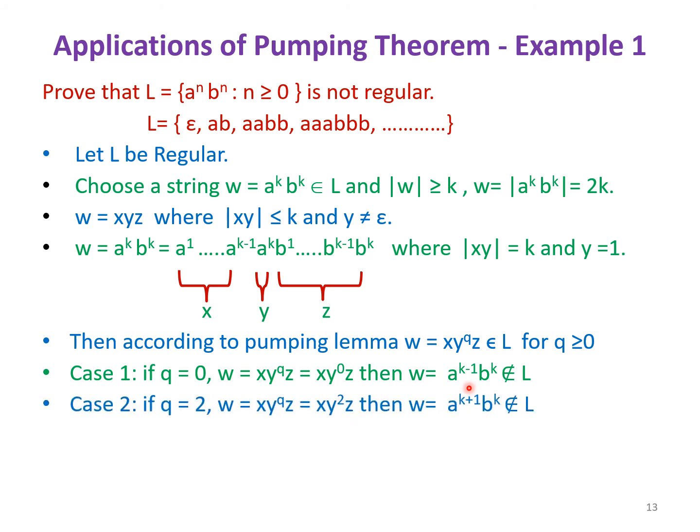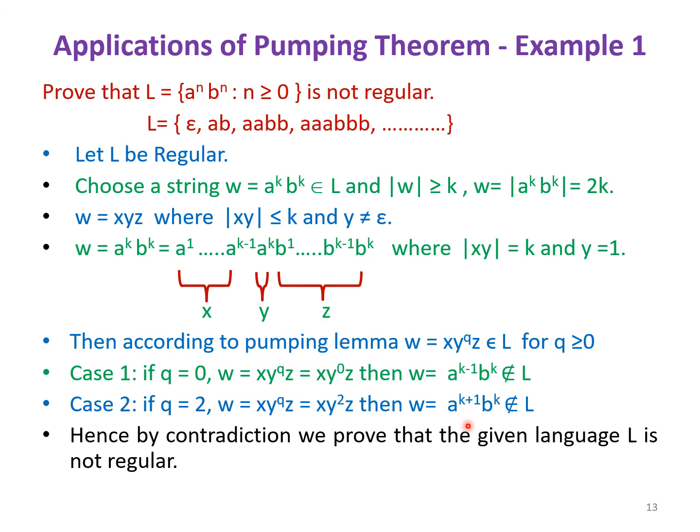Take one more case where q is equal to 2. Then w is equal to x y raised to 2 z. Then the string obtained has x consisting of k minus 1, y giving 2 a's. So that is a raised to k plus 1 followed by b raised to k. This string does not belong to L because the number of a's is greater than the number of b's. Hence, by contradiction, we prove that the given language L is not regular.